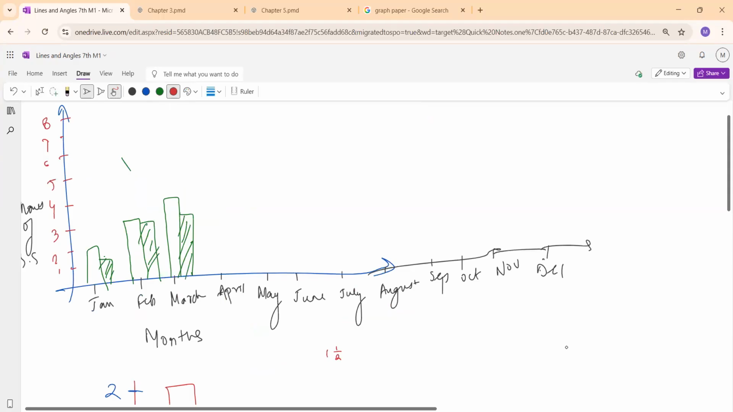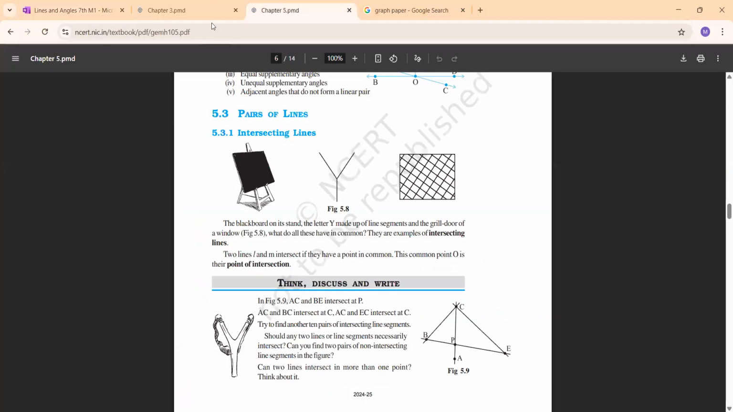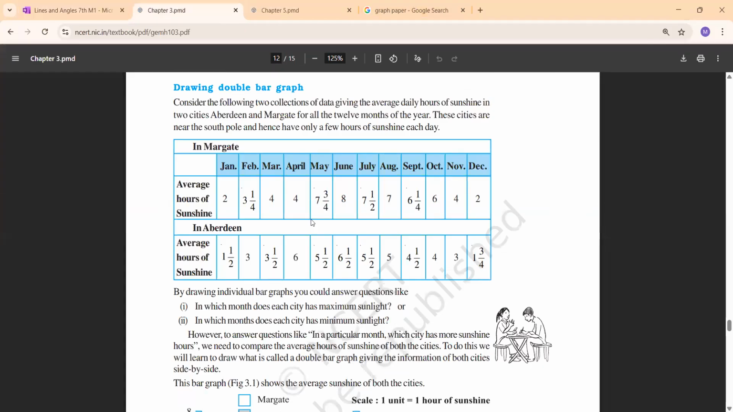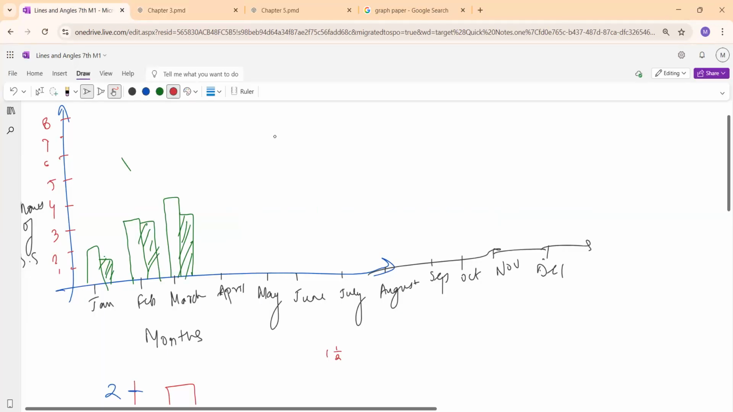Sir, Abdul Rahman here, could you teach me the part for May? I could not understand how to solve the graph with a fraction, like a mixed fraction. Sure. There is May, and May is 7 3/4 and 5.5. See, but this is very simple.